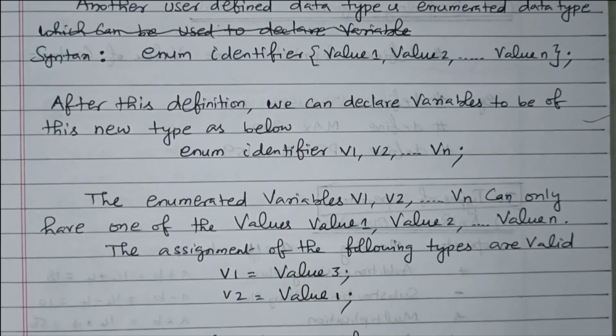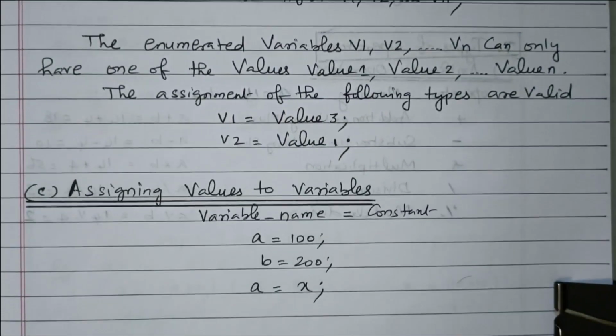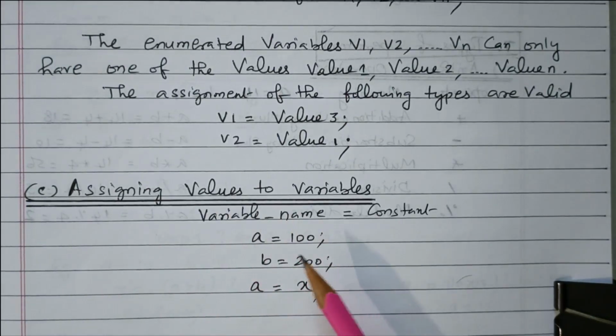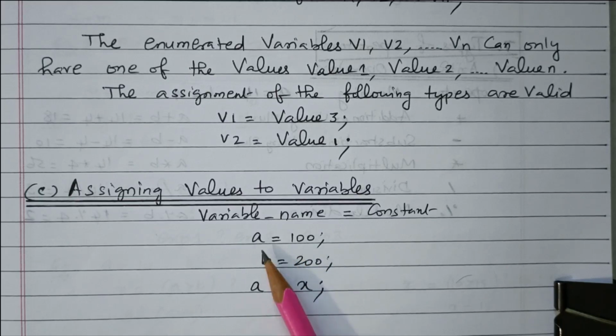Next we will see the assignment, assigning values to the variables. What is the syntax? Variable name equal to constant, that is a equal to 100. This is the variable name, this is the constant. What is the meaning? The value 100 will be stored in the location of the variable a. b equal to 200. What is the meaning? 200 is stored in the variable b.